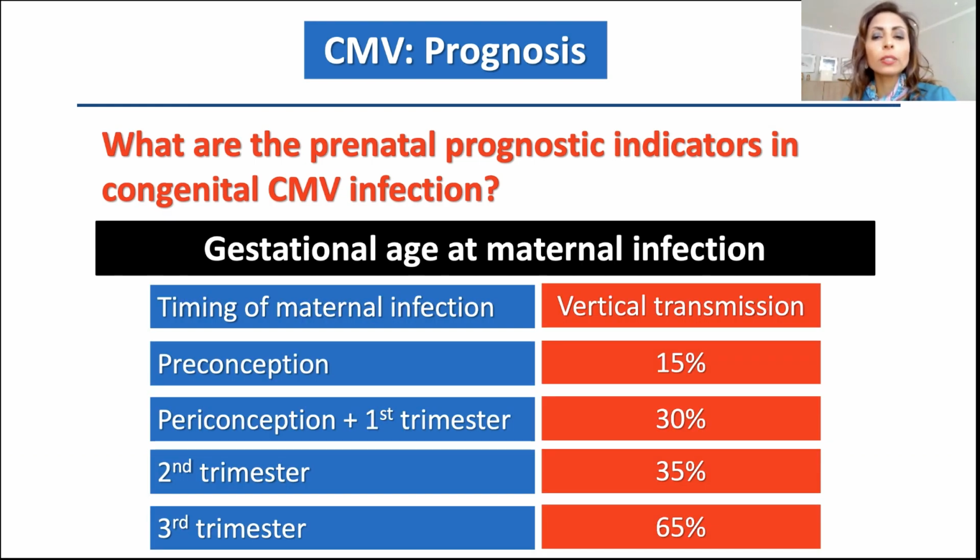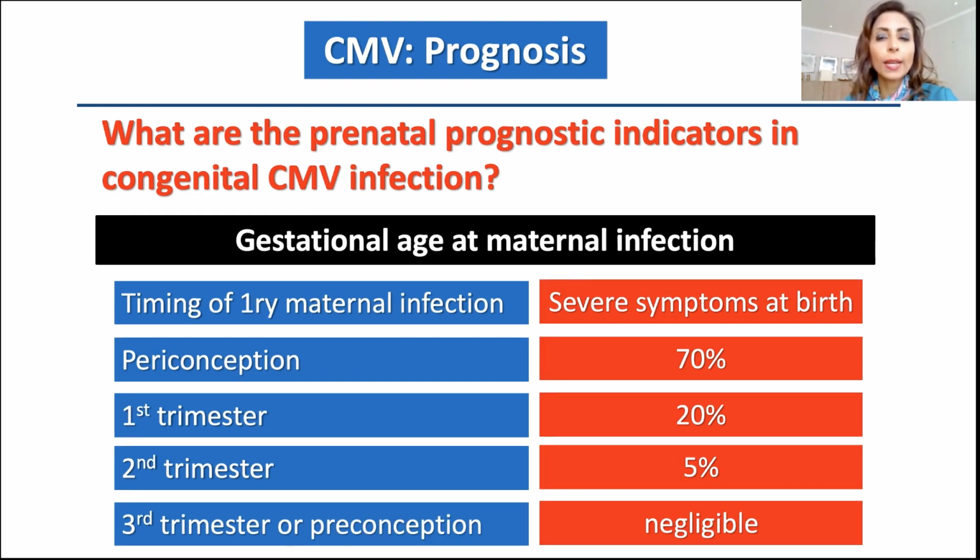The general rule, the chance of fetal infection or vertical transmission tends to be higher at the later gestation. So in first trimester, preconception first trimester is 30% compared to 65% in the third trimester. It's the opposite case when you look at the chance of having severe symptoms at birth. The chance is much higher if the infection occurs early, like in the first trimester, compared to negligible risk in the third trimester, as you can see from these figures.